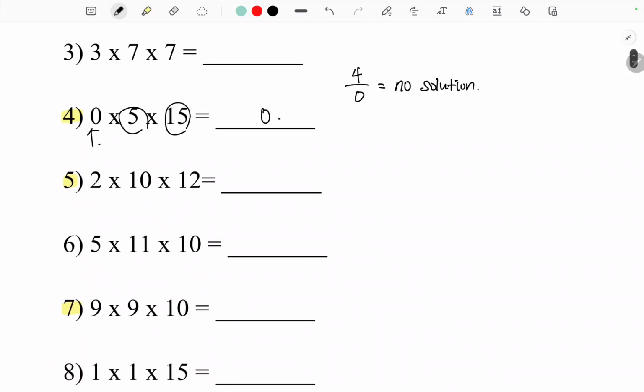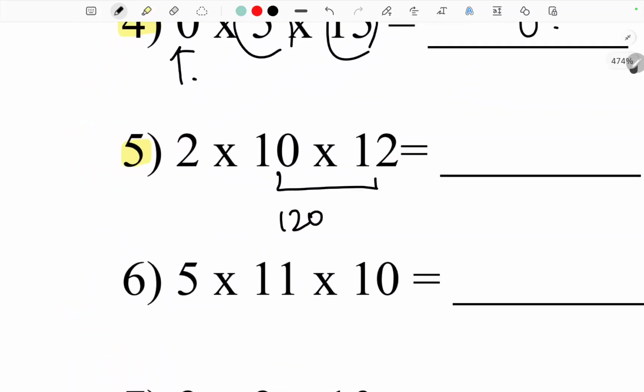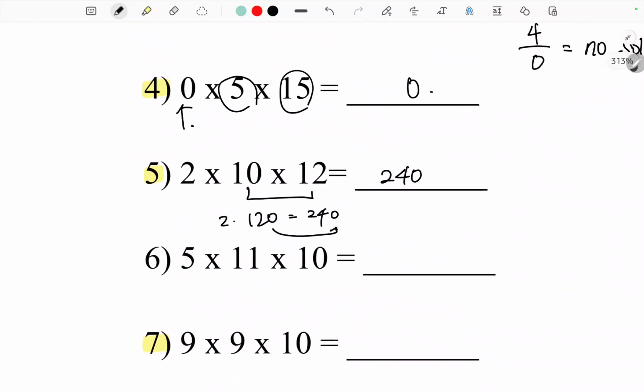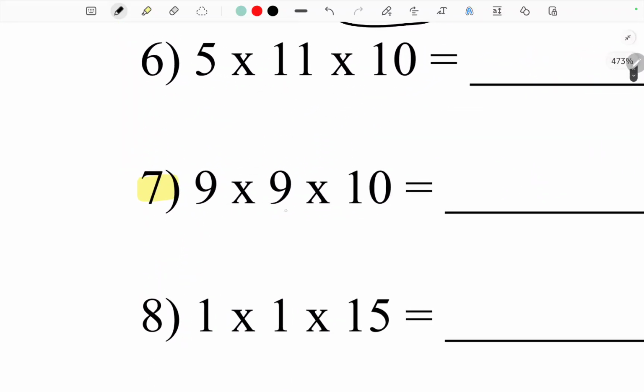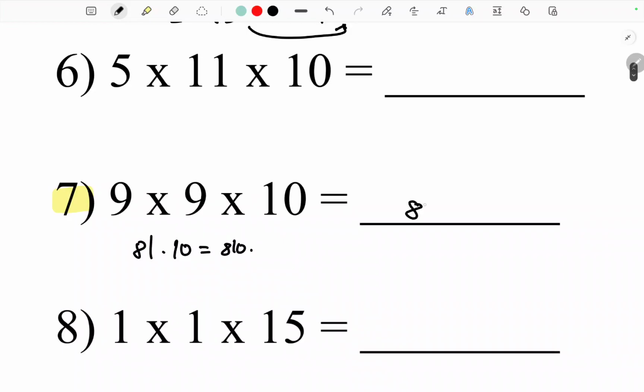Okay. Number 5. If you multiply 10 and 12, you get 120. And then you're just gonna ignore the 0 for now, because 12 times 2 is easier, which is 24. And don't forget to bring this 0 back, so it'll be 240. Number 7. 9 times 9 is 81, times 10 is equal to 810.